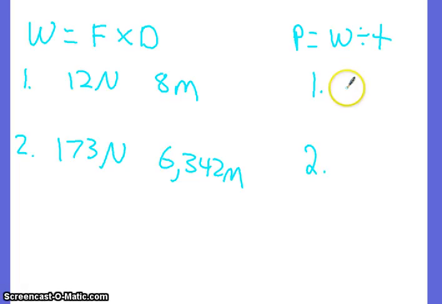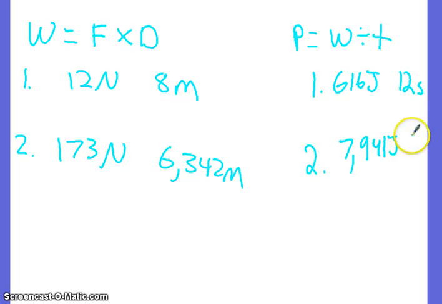So your work then for the first one is 616 joules. And your time is 12 seconds. So figure out the watts. And the second one is, how about, let's make this one harder. 7,941 joules, and the time would be 6 seconds. 101 seconds. All right? Yep. Think you can handle that?